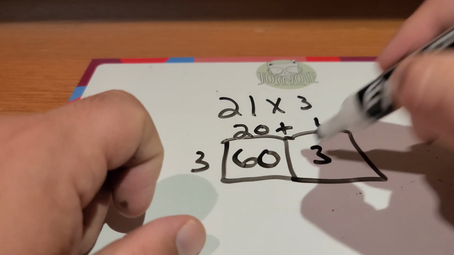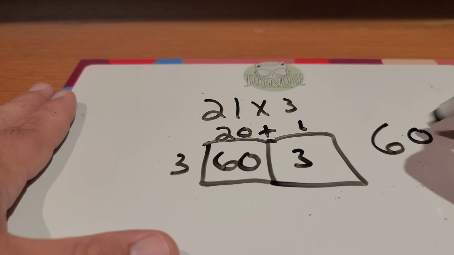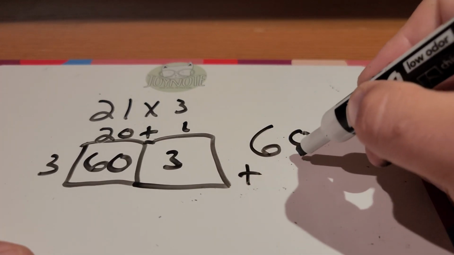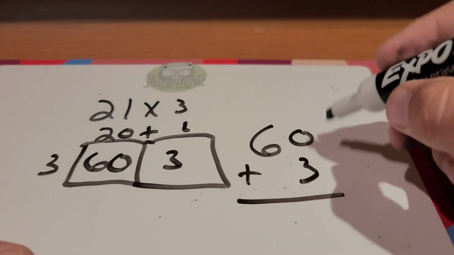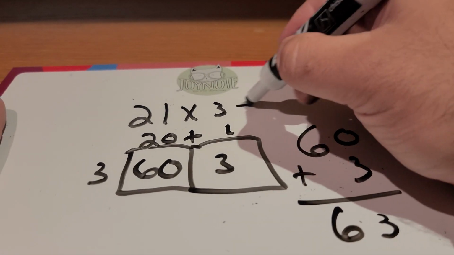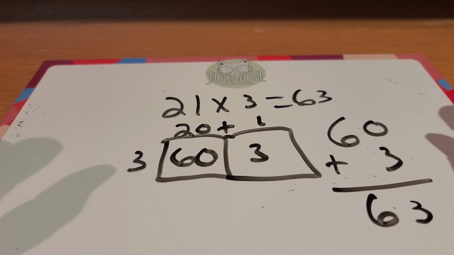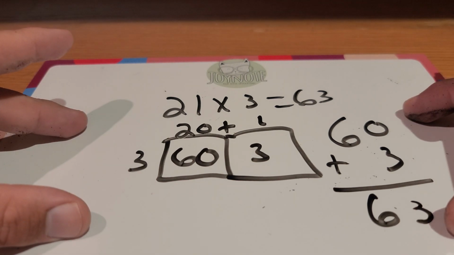3 times 1 is 3. I don't have any zeros to bring down. Now we add them up. 60 plus 3. 6 plus nothing is 6. 63 is our answer. So, that's using standard for multiplying and also the box method.